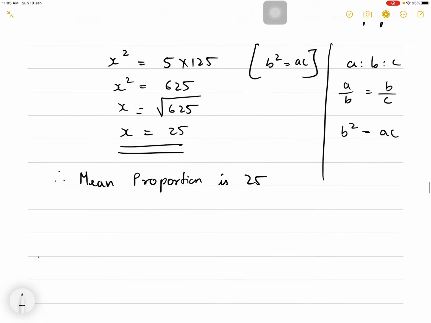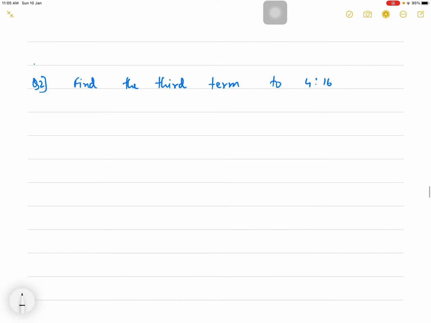Let's see the next problem. Similar problem. Find the third term. 2, 4, 16. Okay. Third term, let the third term be x. If the third term is x, that means 4:16:x are in continued proportion.